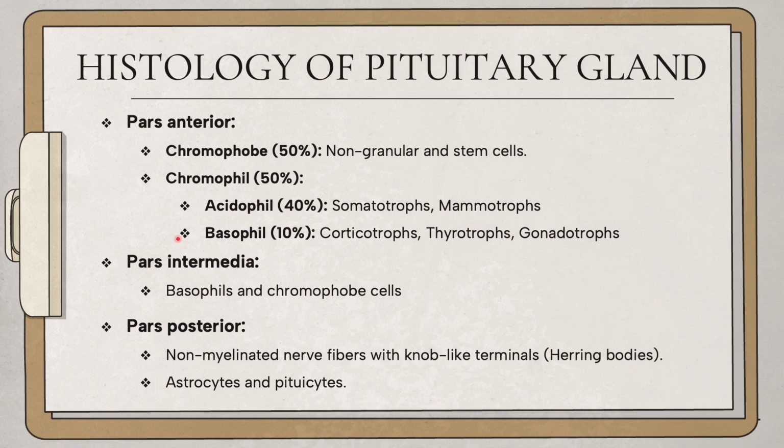In the pars intermedia, the basophils and chromophobic cells are present. They secrete melanocyte stimulating hormone, MSH. Whereas in the pars posterior, we have non-myelinated nerve fibers with knob-like terminals called Herring bodies. And there are supporting cells, astrocytes, and a special type of glial cell, pituicytes, present in the pituitary gland.